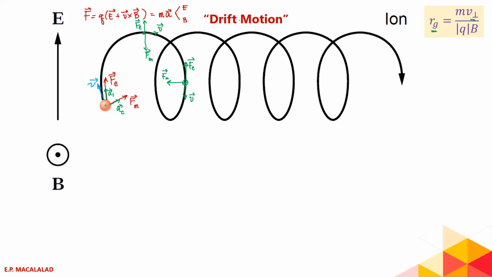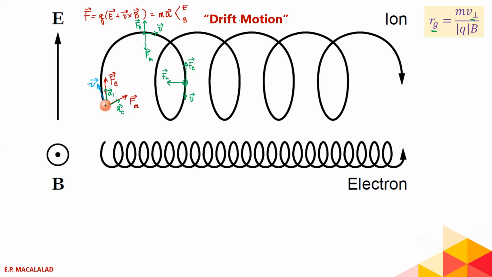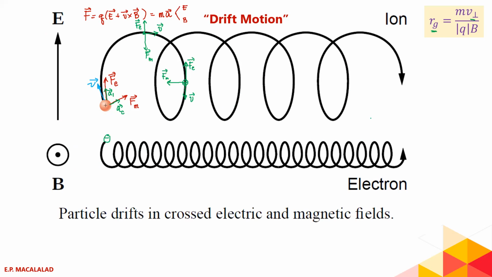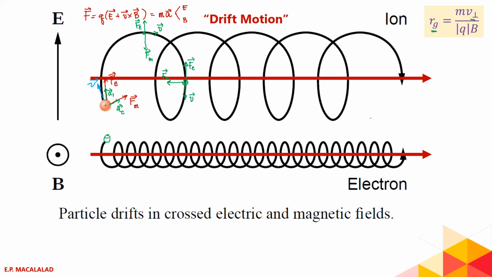Okay, now for an electron, because of the negative charge, it will move in this direction. Okay, now you will notice here that while the negative charge particle will gyrate in opposite direction compared to your positive charge, their drift under this influence will be the same. Okay, so the particle drifts in a crossed electric and magnetic field that both ion and electron will drift in the same direction. And we call that your drift velocity.